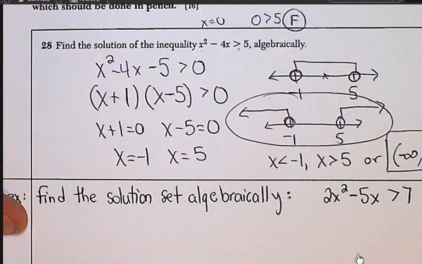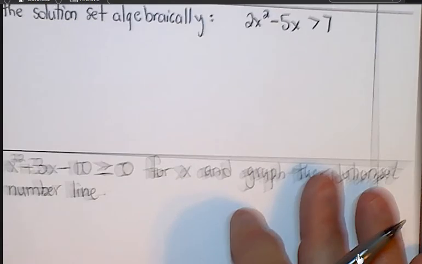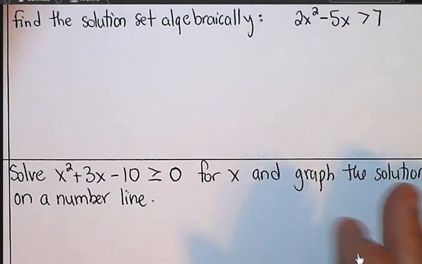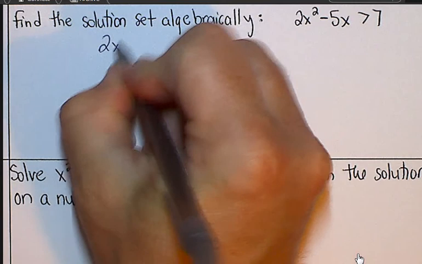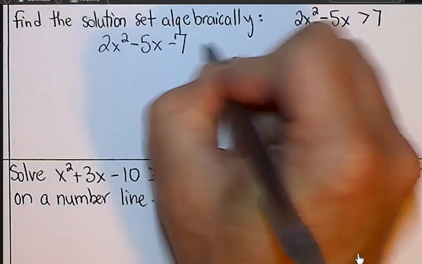We're going to go down to this next one. And you guys can maybe work ahead and then pause it, but we're going to go through the solution. Once again, same way. We're going to take 2x squared minus 5x, and we're going to subtract 7 from both sides. We have greater than 0.